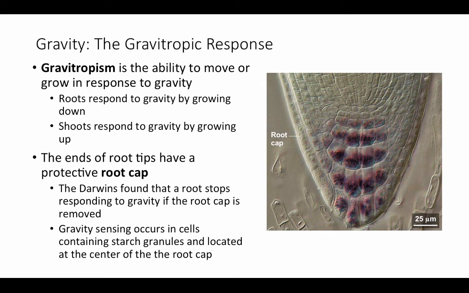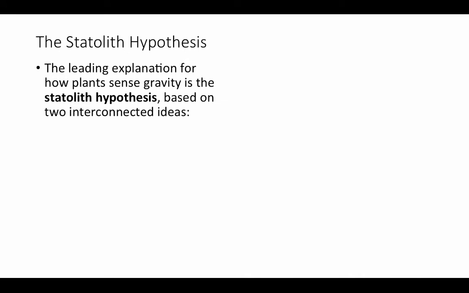So gravity sensing occurs in cells containing starch granules, and they're located in the center of the root cap. So here we see this population of cells with these starch granules that are all kind of collected at the basal part of the cell. This gives rise to what's known as the statolith hypothesis. And this is the leading explanation for how plants sense gravity. And it's based on two interconnected ideas.